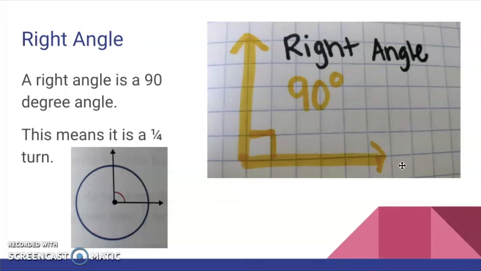Right angles are pretty easy to remember because they're everywhere. The corner of your room is a right angle. The corner of your computer is a right angle. They're all over the place. Anything that has a corner is a right angle.